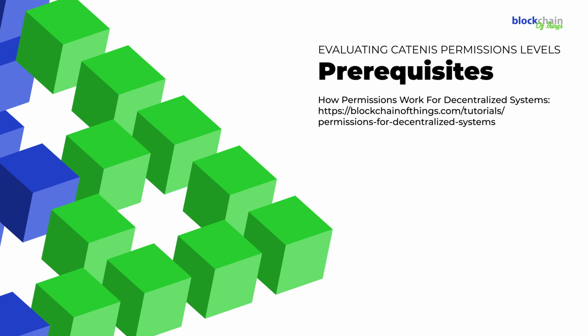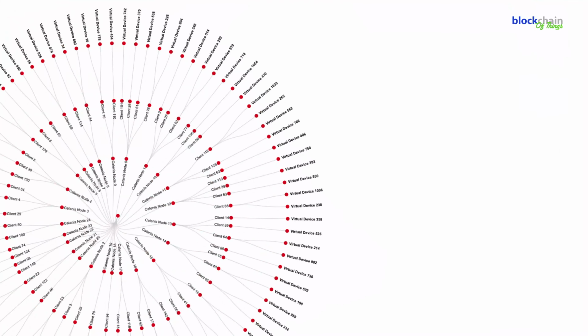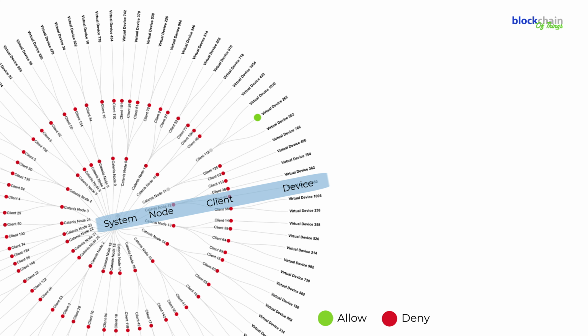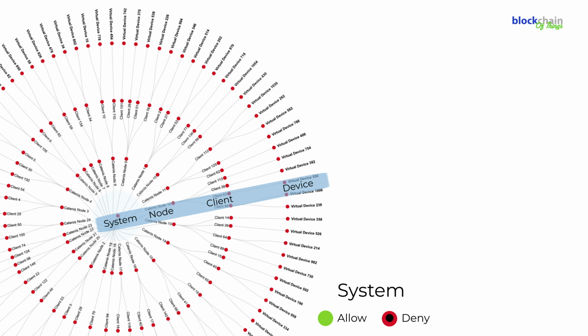Okay, let's get started. All rights across permission events can be set at 4 levels. Permission events can be set to either allow, deny, or once set, they can be unset or cleared. The system level is unique because permissions can only be toggled from allow to deny or vice versa. The permission at this level cannot be cleared. The system level controls permission rights across the entire Catenis network where the default permission rights are defined.